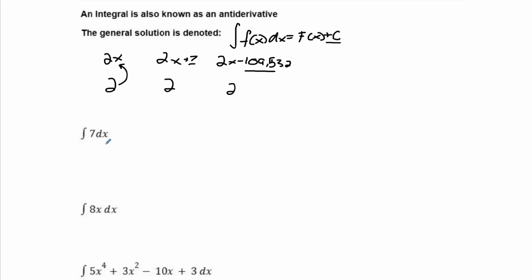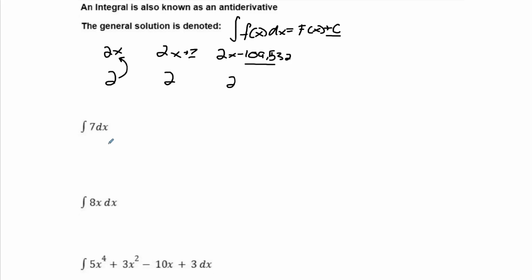Okay, so what is then the integral of 7? We should say, okay, well, what differentiates into 7? And that would be 7x. So it would just be 7x plus c.